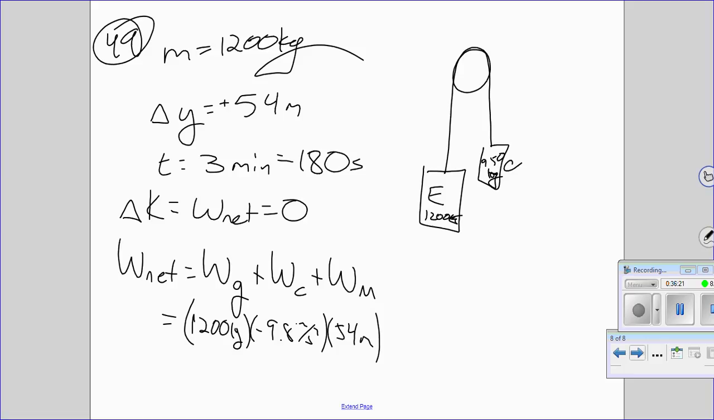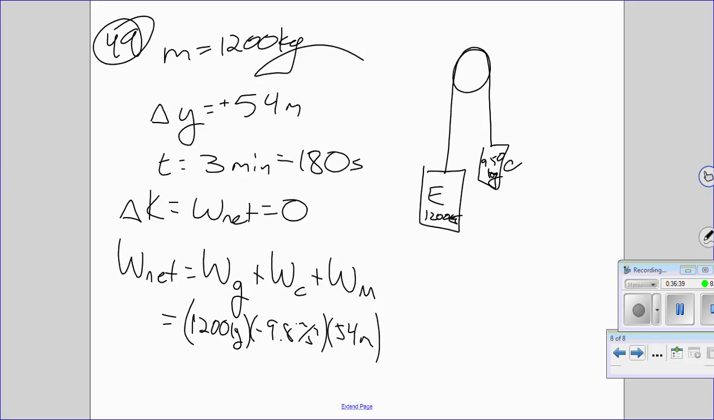Right? Just force of gravity times the height. Good. Notice it's working against the motion, so I put the negative in on the 9.8. In some fashion, the work done by gravity is negative because it's going up, gravity pulls down, right? Okay. What's the counterweight doing?